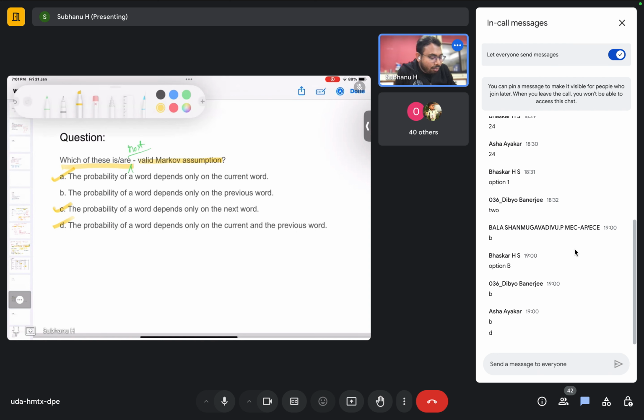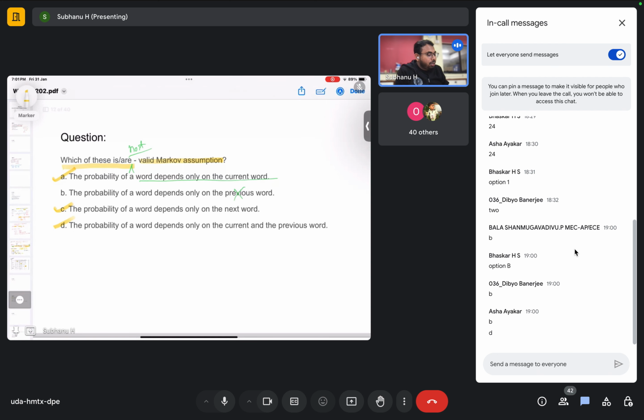This is very easy: the probability of each word depends only on the current word, not the previous word. It's also the probability of a word depends only on the current word, and the probability depends only on the current and the previous word. So the previous word we don't take into account. We can take the probability of a word depending only on the current and the previous word. These two we can take, but this is not the option.